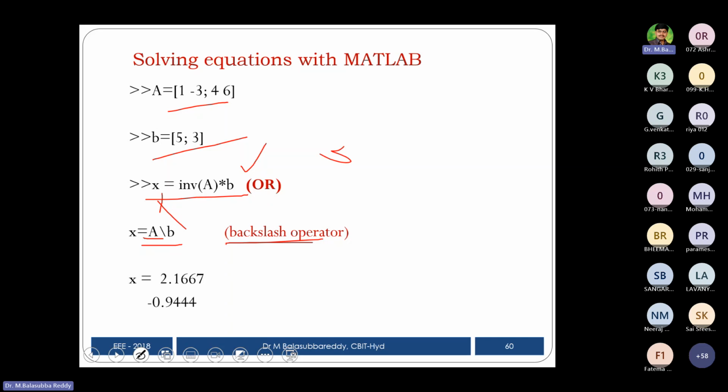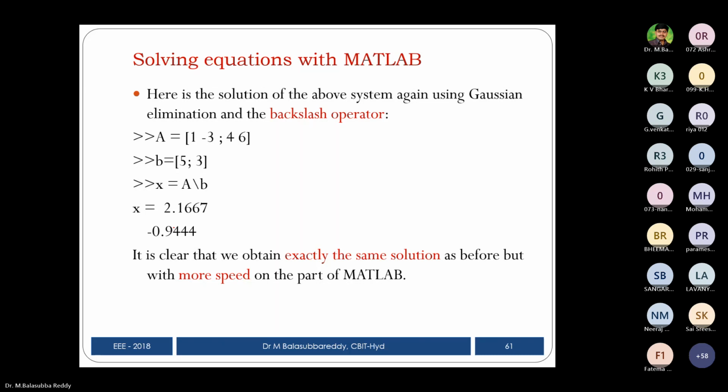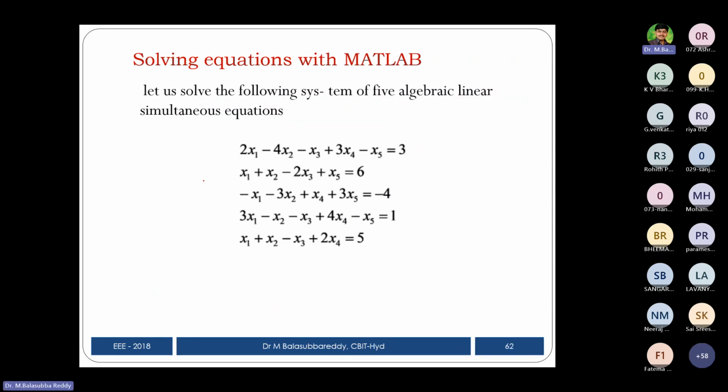What is the variation of code? You can see either you can take it as inverse, or you can take it as only A by B notation. Now you can see the backlash operation, just you will write A by B only. Automatically the calculation part it will take as B by A without writing inverse.